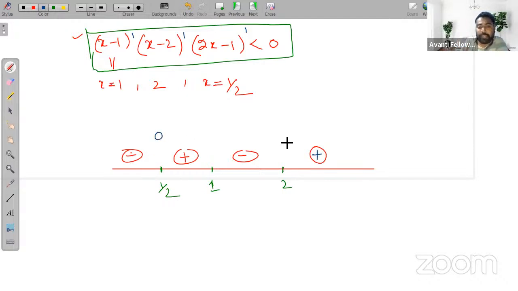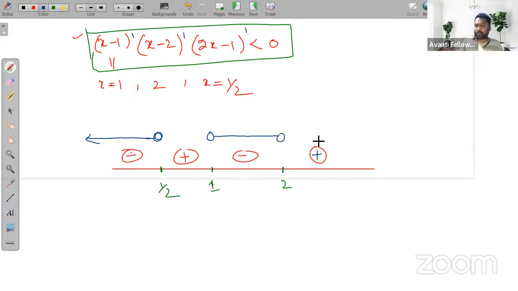Because these points are not included, that's why I am giving a hollow circle here. Okay, now tell me, what will my solution region be? Only the negative region. That is actually here minus infinity to 1 by 2 and 1 to 2. Okay, so what will my solution be?